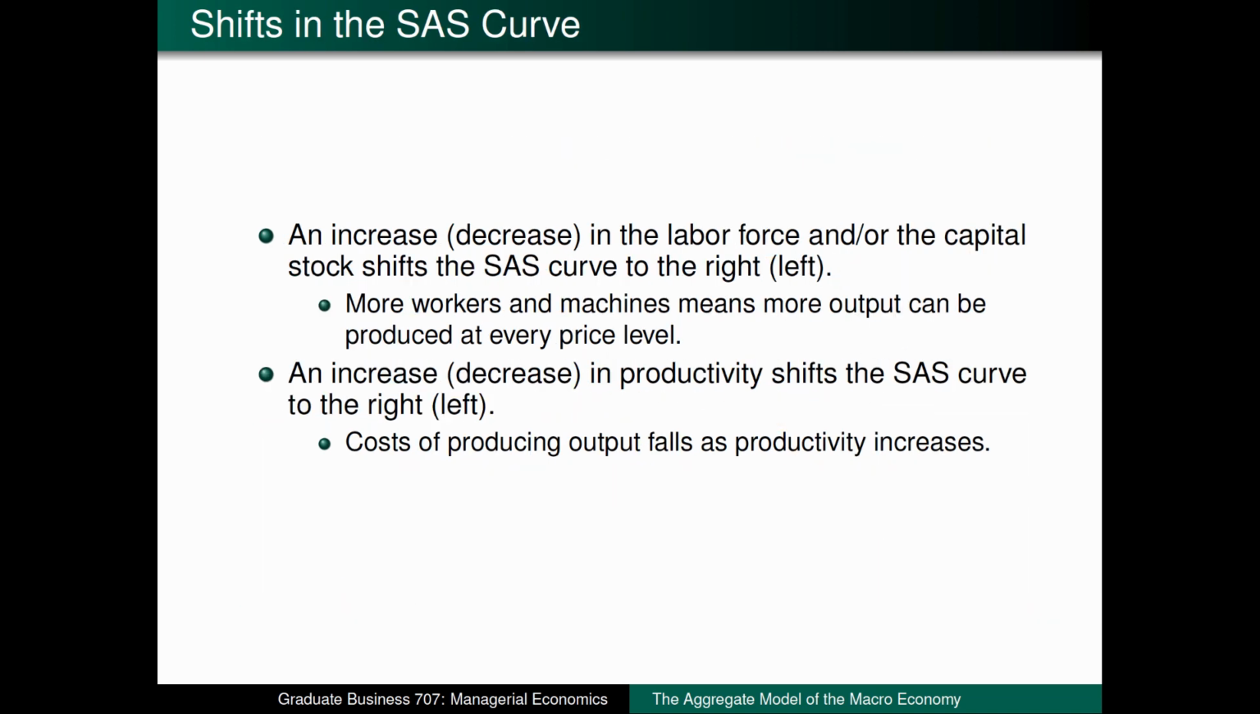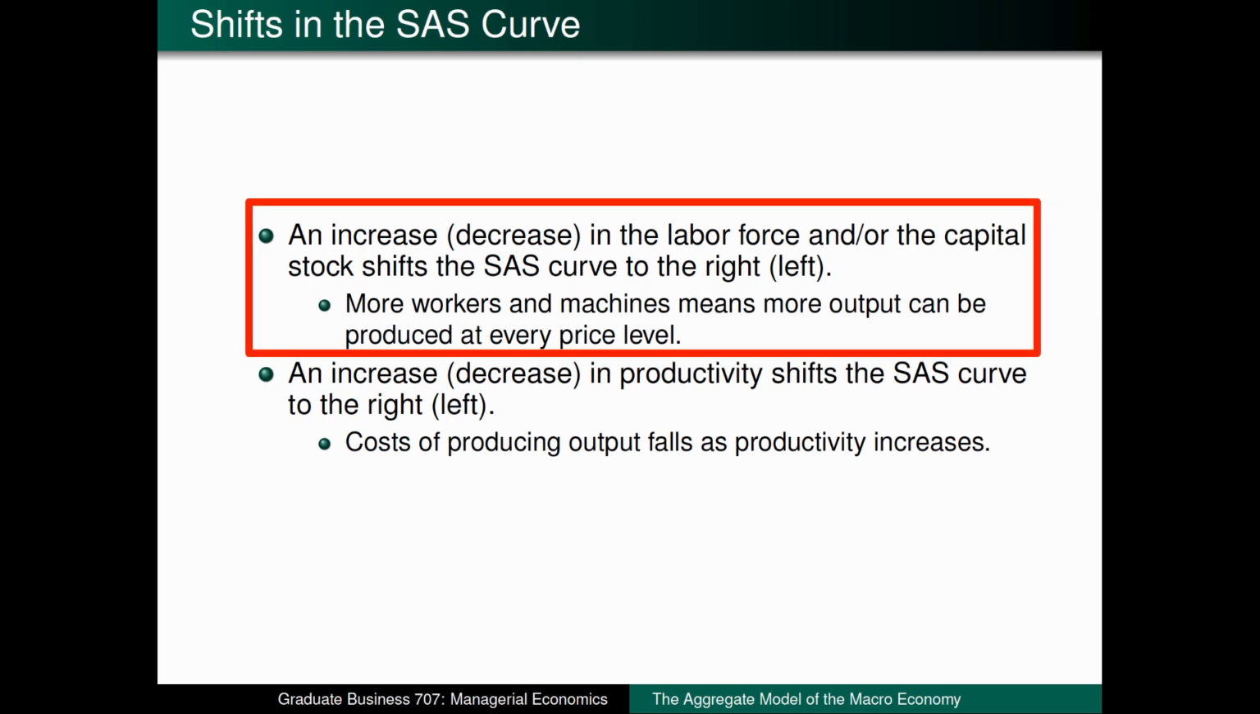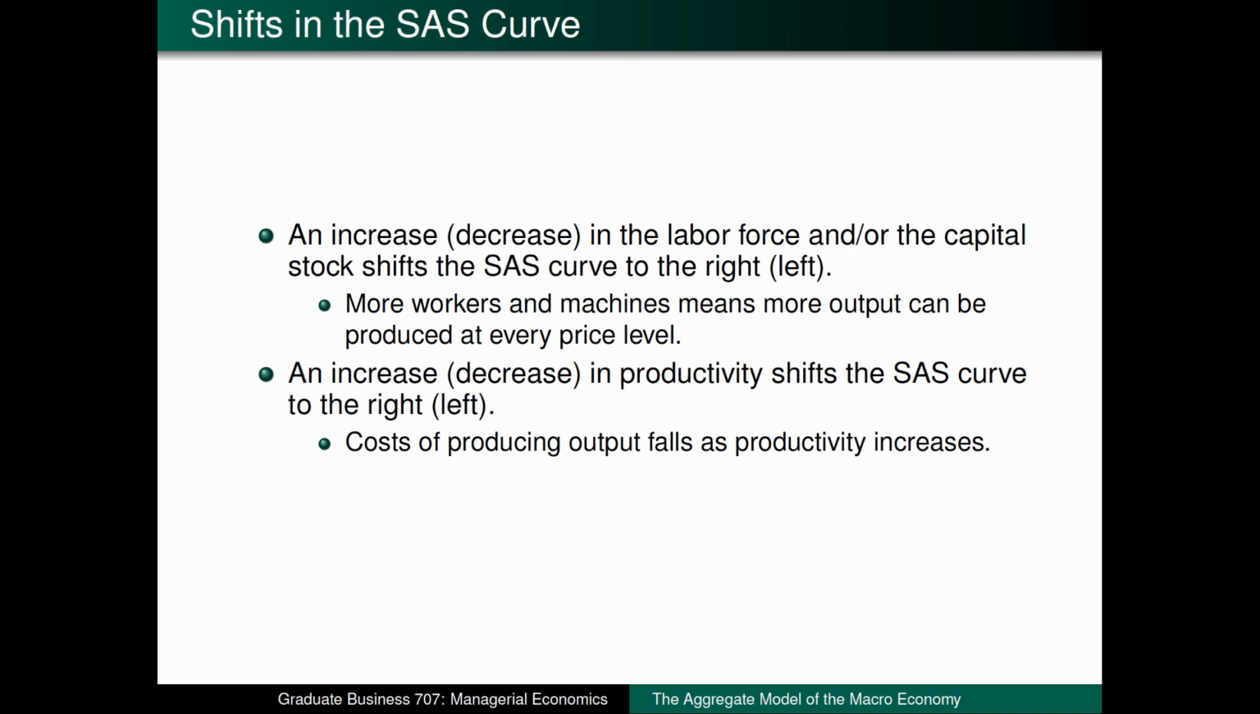The aggregate supply curve can shift depending on two factors: labor and capital inputs, as well as productivity. First, an increase in the number of inputs, whether that's due to hiring more workers or buying more machines, will increase production and therefore shift the aggregate supply curve to the right. Conversely, a decrease in the number of workers or selling of machines will decrease production and therefore shift the aggregate supply curve to the left.